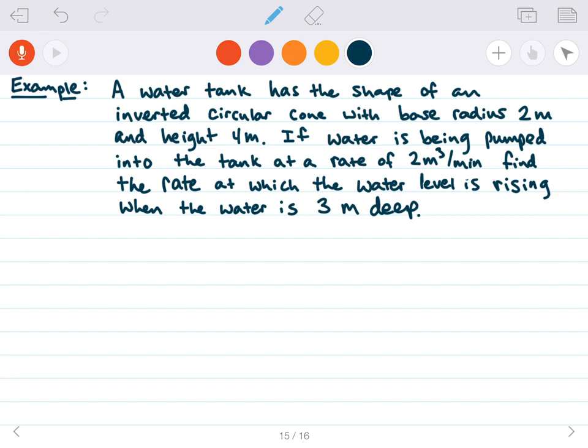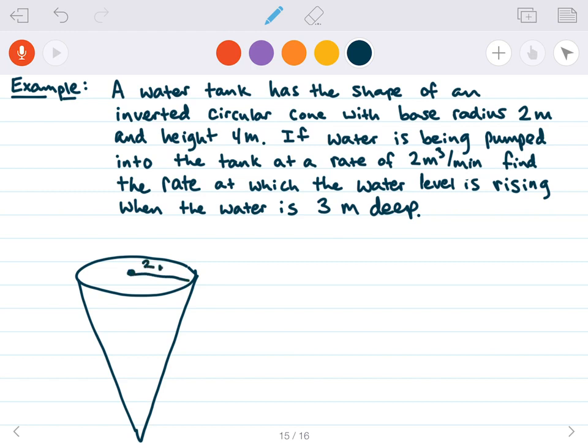So let's see what we have. Let's go ahead and just draw a picture of our cone, our conical tank, if you will. So here's our tank. And the radius of the tank is 2 meters. And the height of the tank is 4 meters. All right, so far that's what we have.